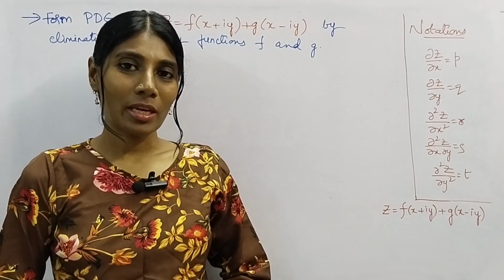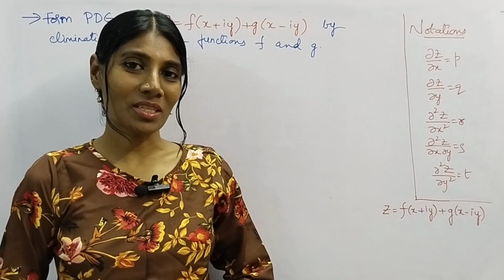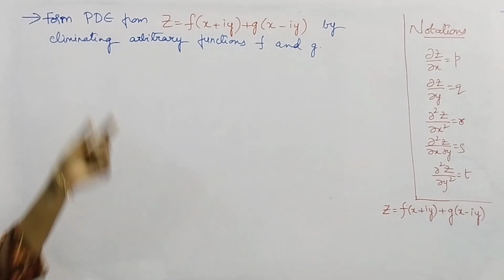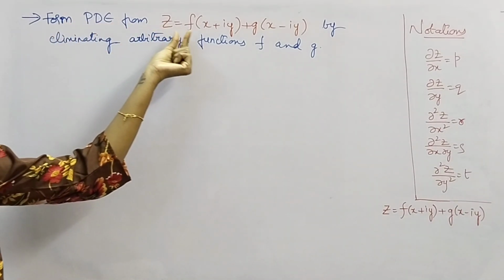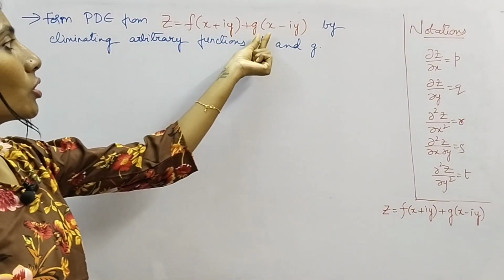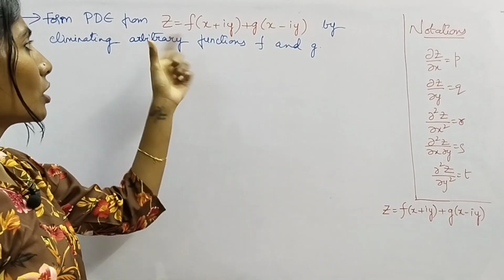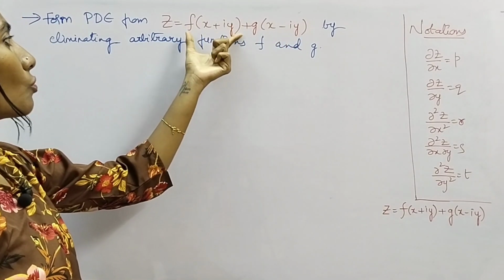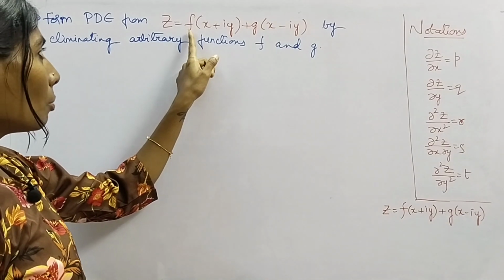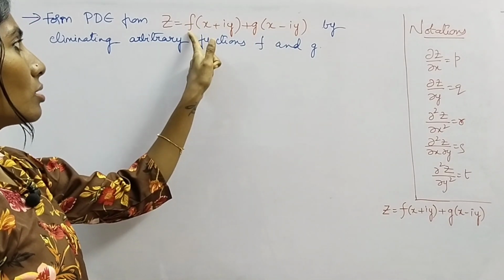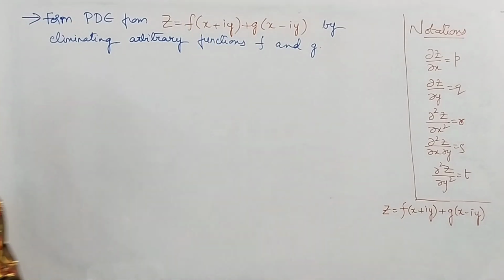In this video, we're going to see a problem from partial differential equations. So let's get going. Problem: form partial differential equation from z equal to f of x plus iy plus g of x minus iy by eliminating the arbitrary functions f and g. We are given a relation and we are asked to form a partial differential equation by eliminating these arbitrary functions f and g. So let's see.